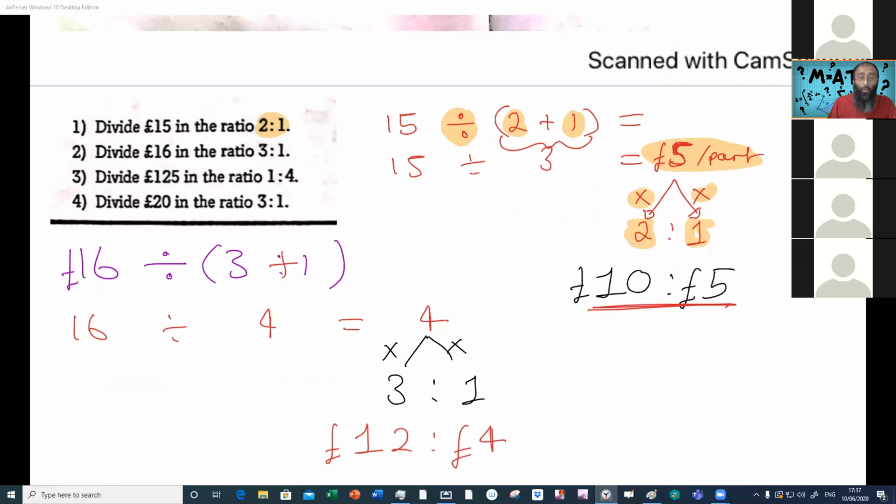That makes sense. So for example, say your dad was dividing some prize money between you and your sister, and she's older than you, so she gets a ratio of 3 to 1.